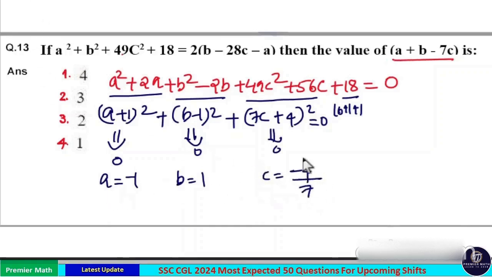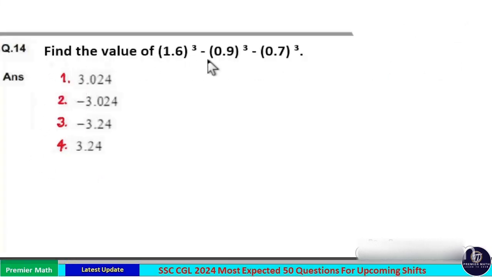Now put the value of A, B and C in A plus B minus 7C. So here A plus B cancel, remaining is minus 7C. So minus 7 into minus 4 by 7 is equal to plus 4. Option 1 is your answer. Find the value of 1.6 cube minus 0.9 cube minus 0.7 cube.